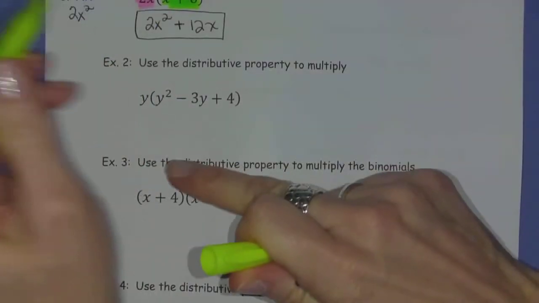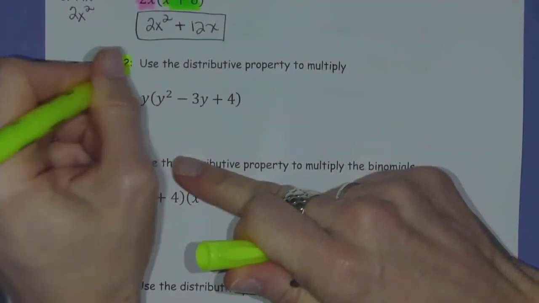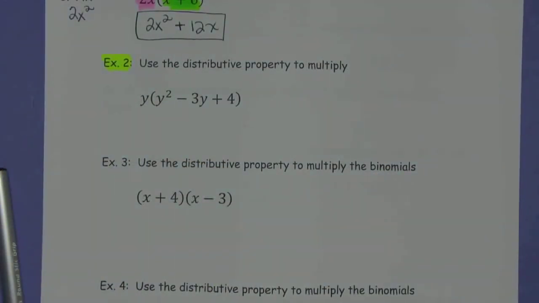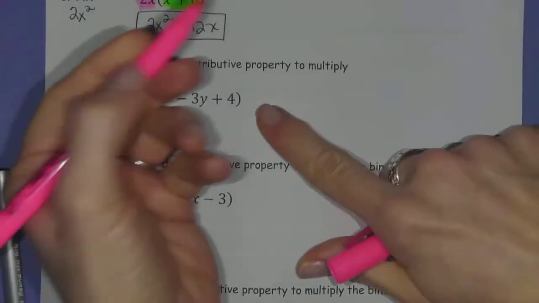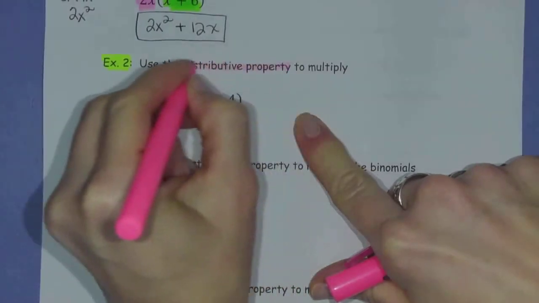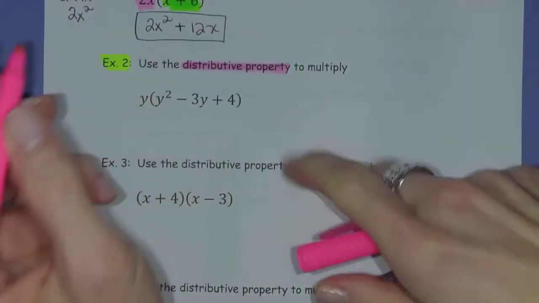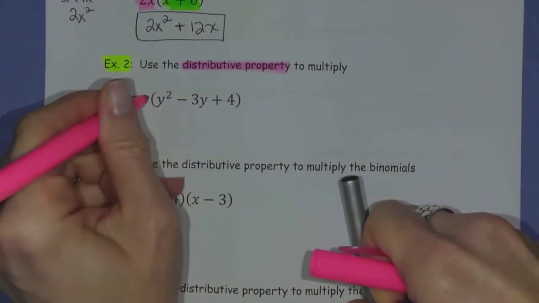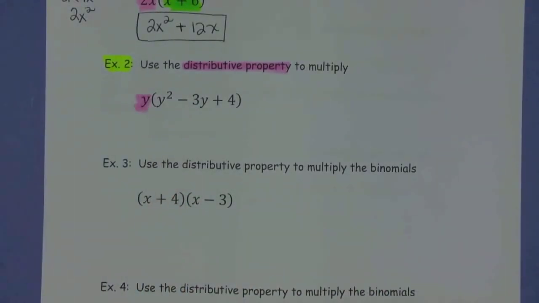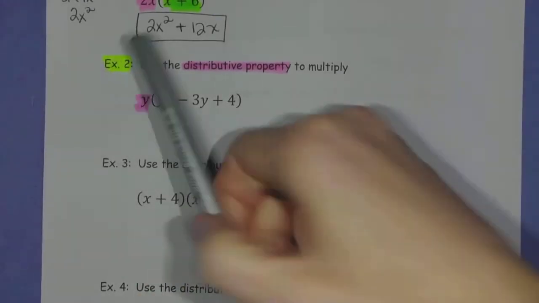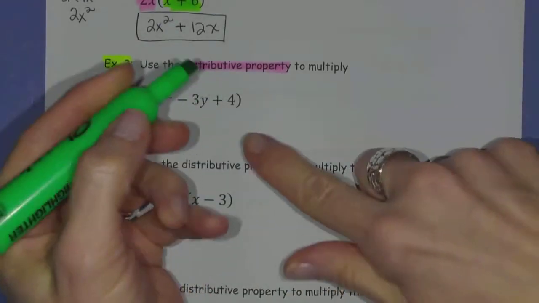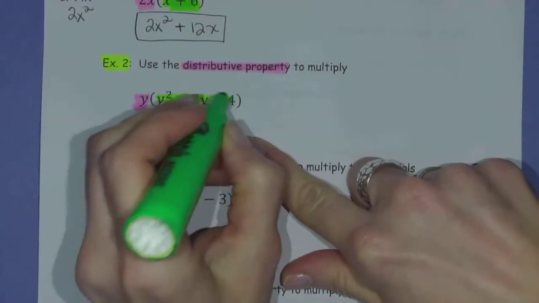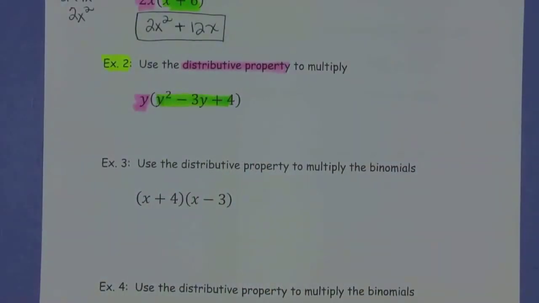Example 2, similar. Use the distributive property to multiply. Okay, I'm going to highlight over distributive property. And now I'm taking this monomial y times this trinomial y squared minus 3y plus 4. So I'm going to use the same approach.